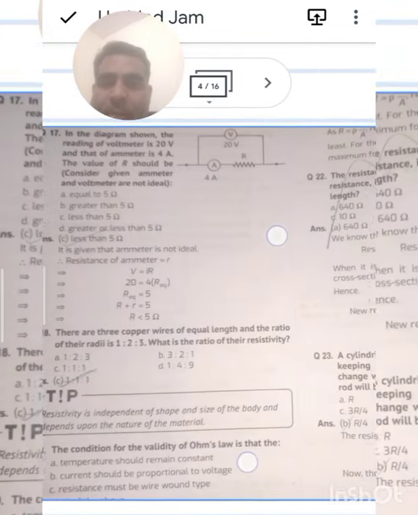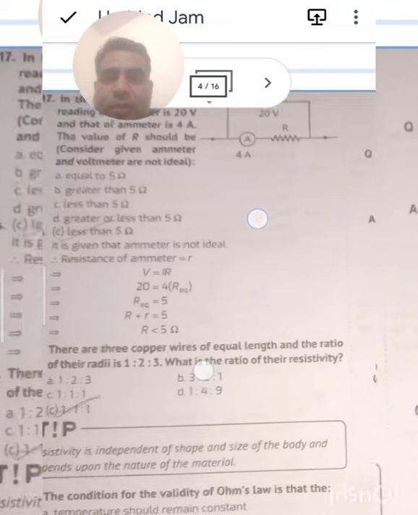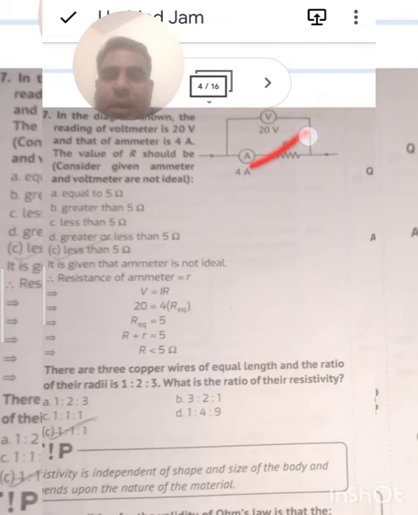Okay, now the next question says a diagram is given in the figure. The reading of the voltmeter is 20 volt and the ammeter is 4 ampere. So find the value of R. V is equal to IR, V is 20, 4 into R. So the value of R is 5. So R is less than 5, having the internal resistance also.